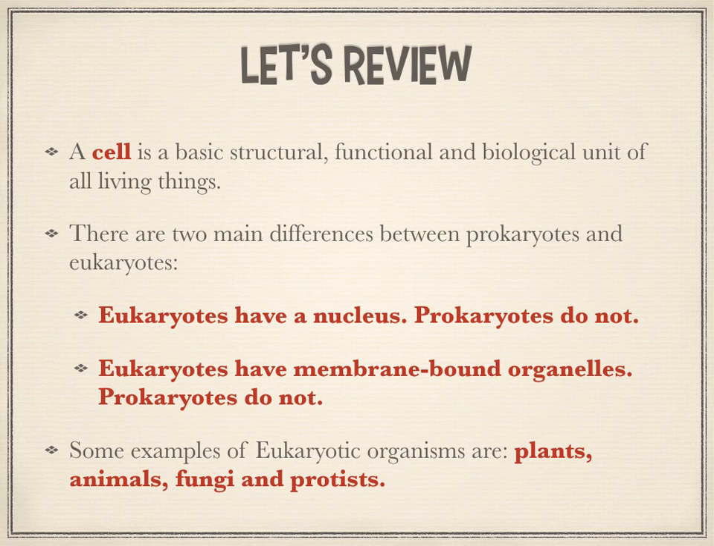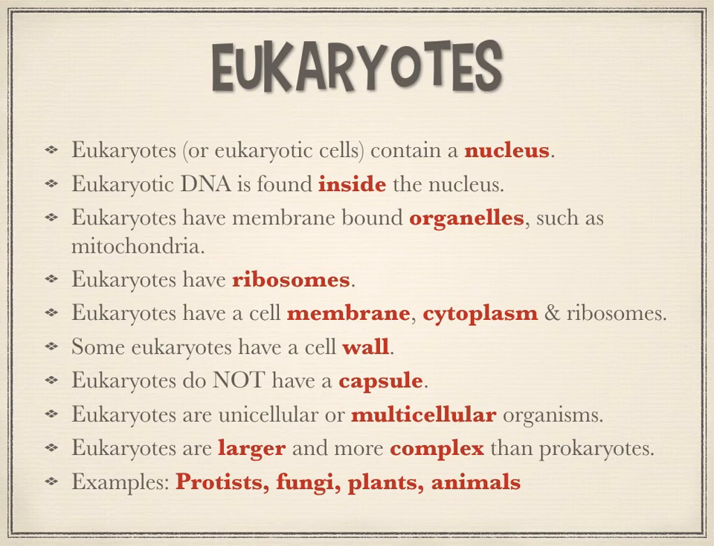Let's review what we've learned so far. A cell is a basic structural, functional, and biological unit of all living things. There are two main differences between prokaryotes and eukaryotes. Eukaryotes have a nucleus, prokaryotes do not. True, pro, no. Eukaryotes have membrane-bound organelles, prokaryotes do not. Some examples of eukaryotic organisms are plants, animals, fungi, and protists.